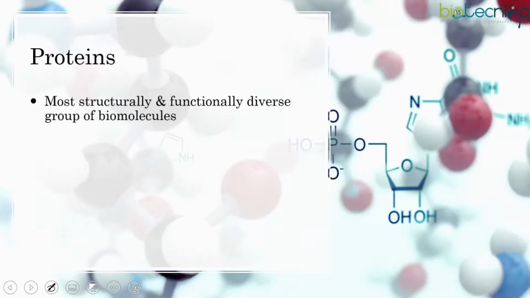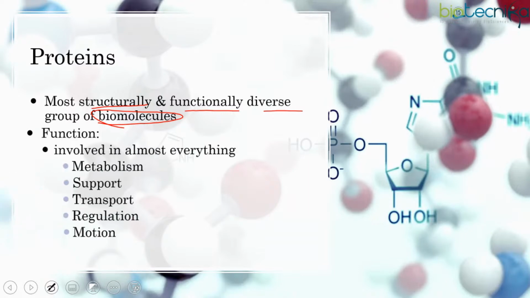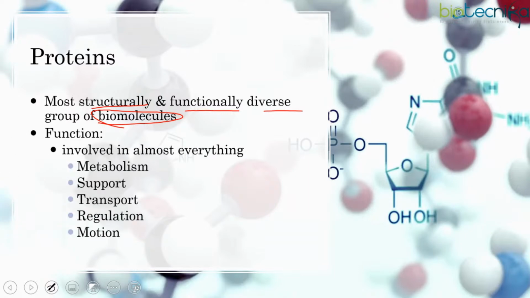Now proteins, as we know, are required in the body's every functioning. They are the most structurally and functionally diverse. You will get many types of proteins. What type of molecules are they? Biomolecules, which means they are organic molecules made up of carbon, hydrogen, oxygen. They have varied functions, involved in almost everything that your day-to-day activities involve: metabolism, support, transport, regulation, motion. I'll show you some of the functions around each of these.